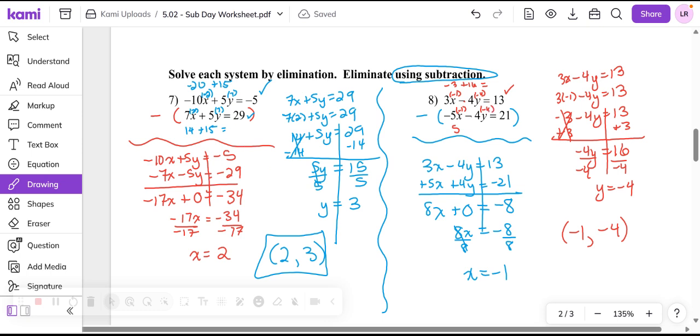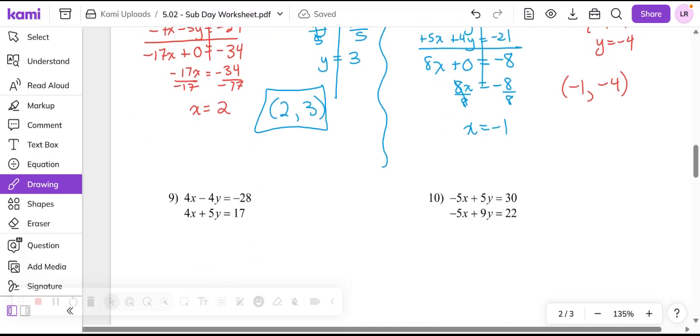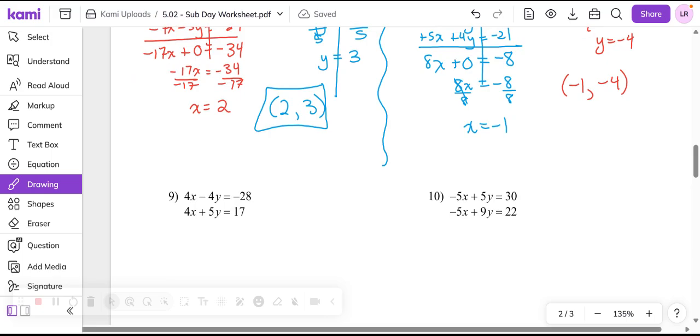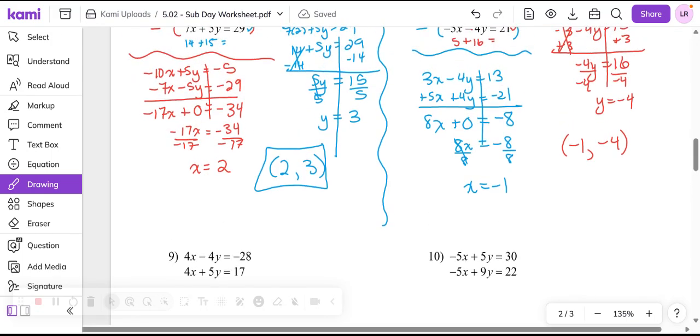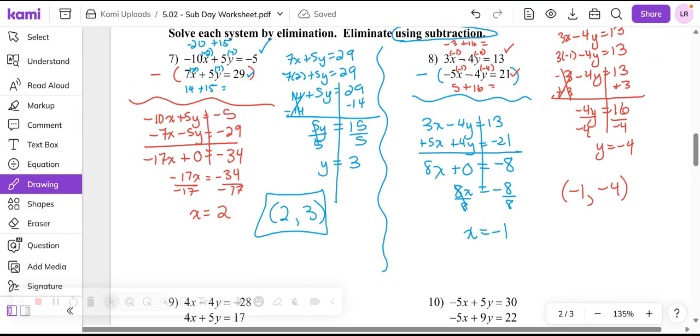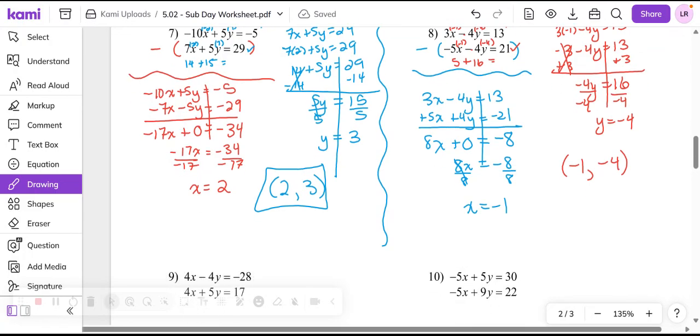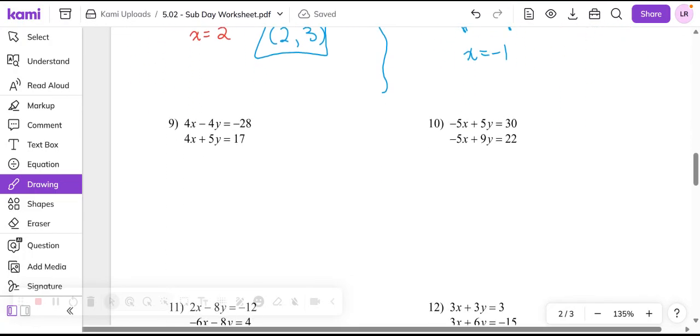Y is negative 4, so negative 4 times negative 4 is positive 16, and 5 plus 16 does equal 21. Okay, so I know for sure that I'm getting that correct. Now, I'm going to do one more of the subtractions just because I know historically these tend to be the harder of them. Okay, so let's go ahead and look at number 9 together.